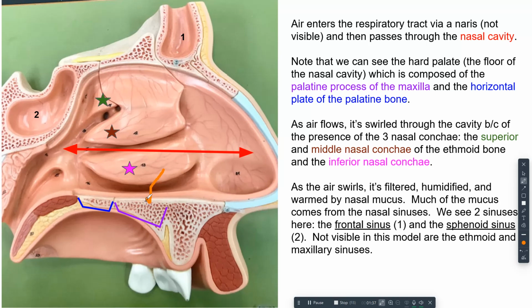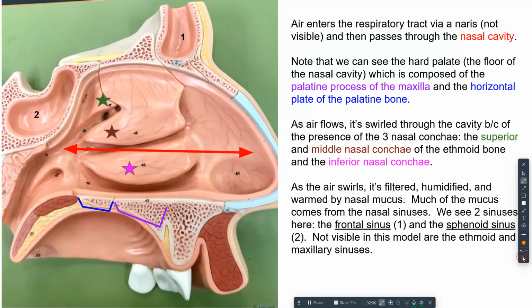Anteriorly, we got the palatine process of the maxillary bone, and then posteriorly, we got the horizontal plate of the palatine bone. And of course, this is on the left side. There would be the right side versions of those two bones as well. All right, so that's the floor, the bony floor of our nasal cavity.